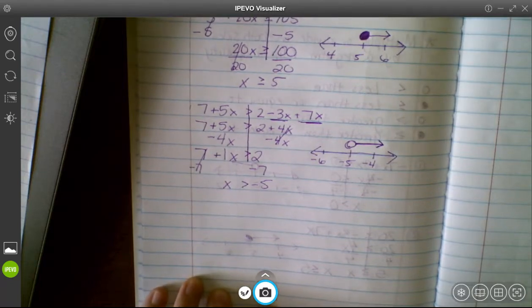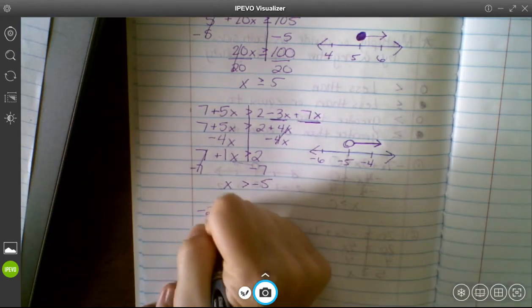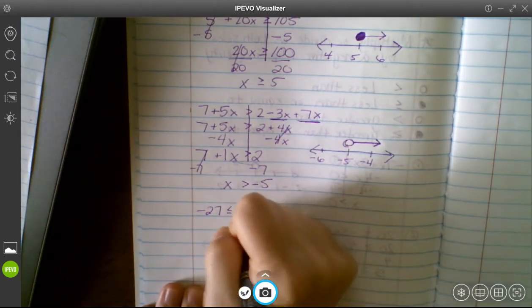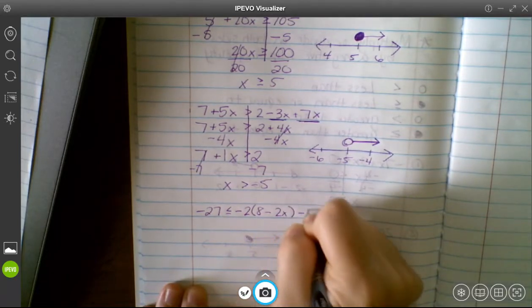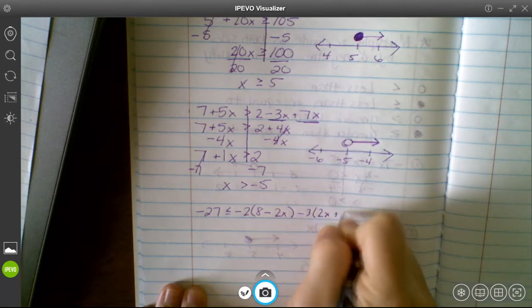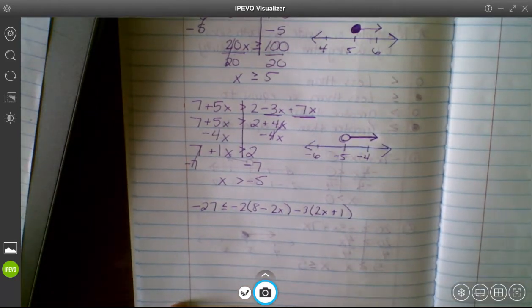So now what if they ask me to distribute twice and combine like terms? Well, we know how to do that. So let's say negative 27 is greater than negative 2 times (8 minus 2x) minus 3 times (2x plus 1). Alrighty, so this one I got to distribute twice. That's okay, we know how to do that.